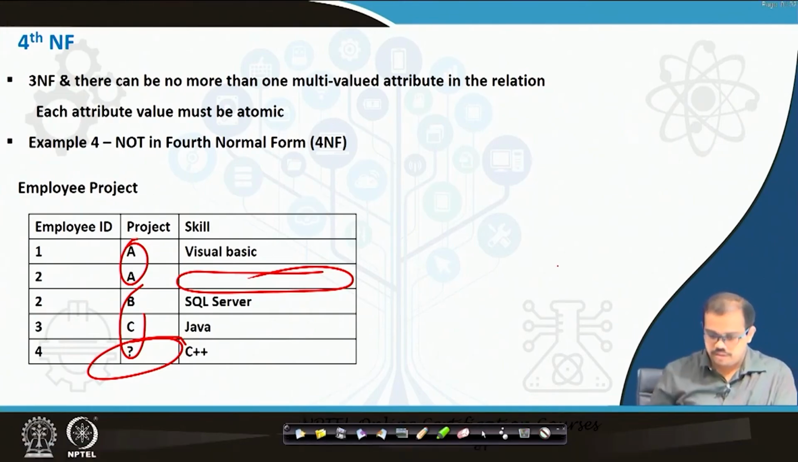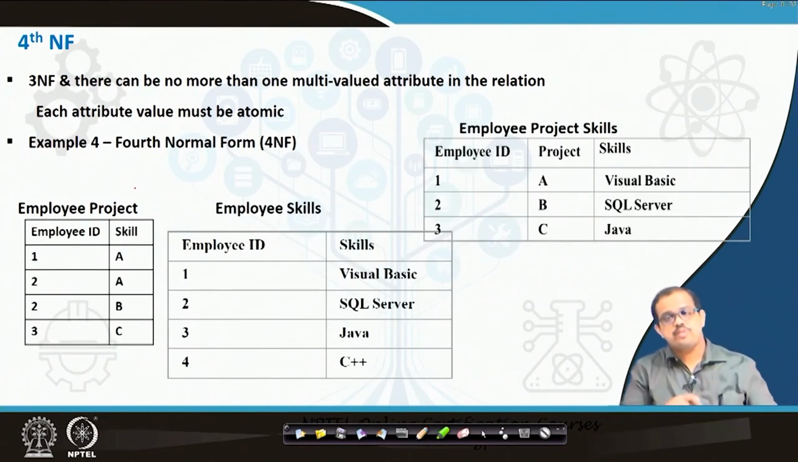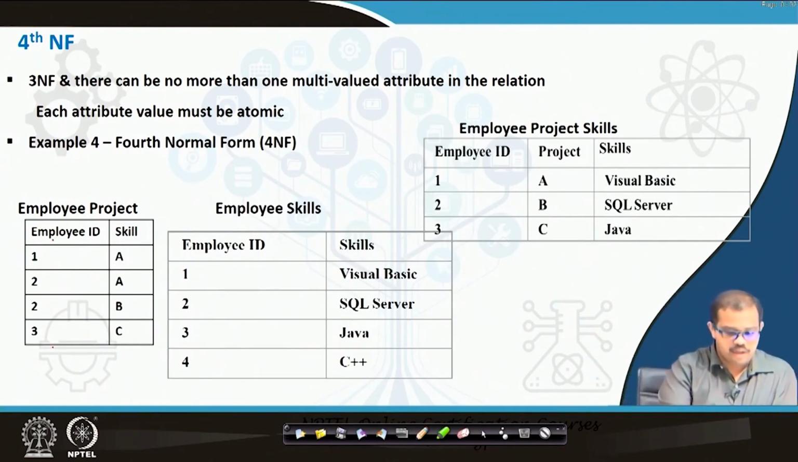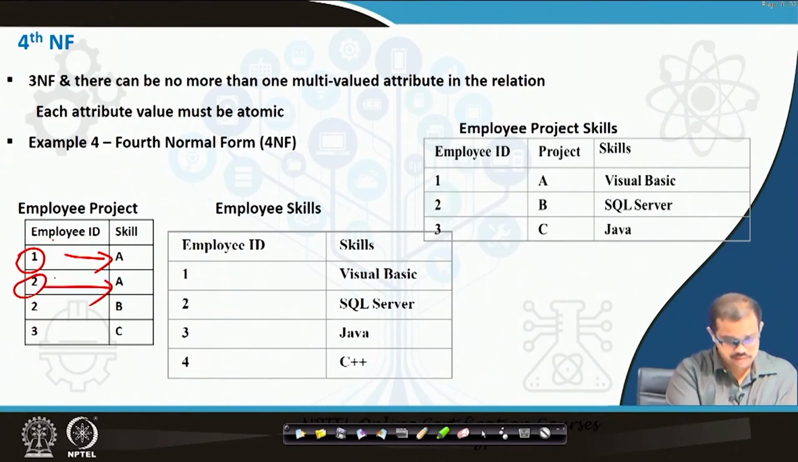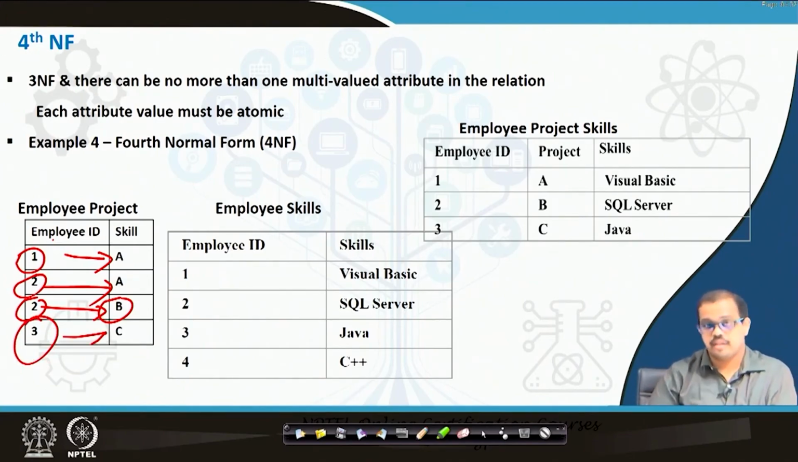How will we do this? So, first we will develop a subset of that particular table, another table which has only employee ID and the skill, which means to say that employee ID number 1 has a skill A, employee ID number 2 again has a skill A, 2 also has skill B, which means it is a multi-valued dependency here, and Y is functionally dependent on X. Then employee ID 3 again has a skill C. Now the same employee ID is a primary key here.